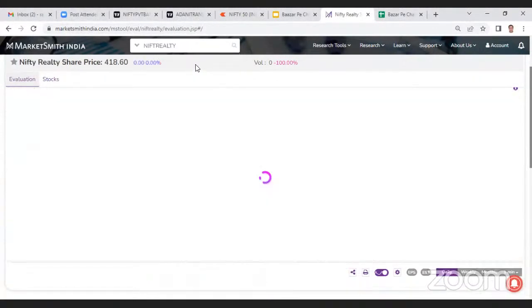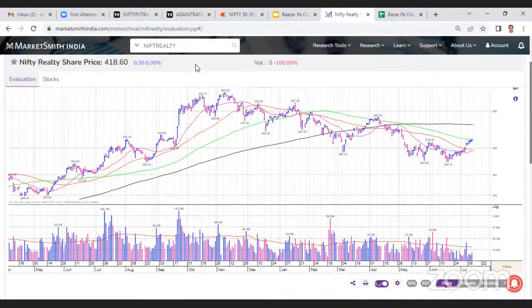So for the reality index, last month's report also mentioned the level of 360. That was the previous breakout level. This reality index has retested that level, and afterward it has bounced, and now it is trading above 417. In this month's report, I think we have mentioned the 425 kind of level.